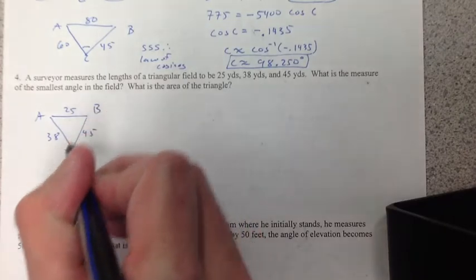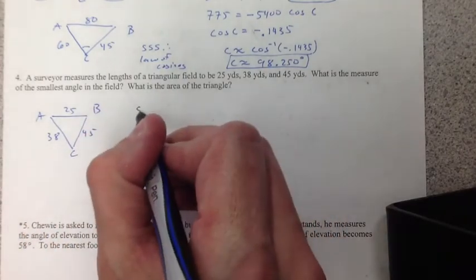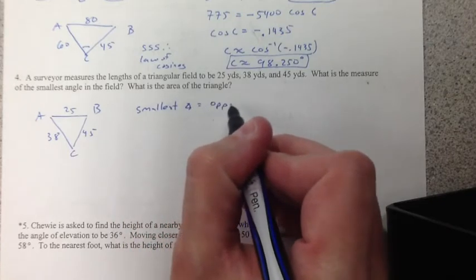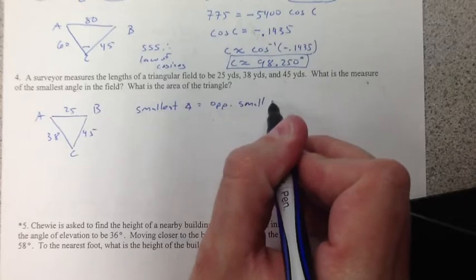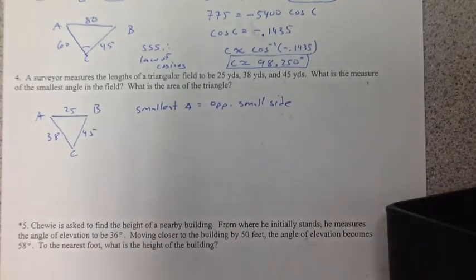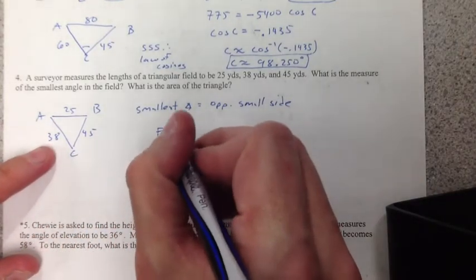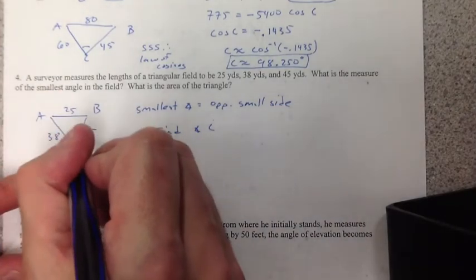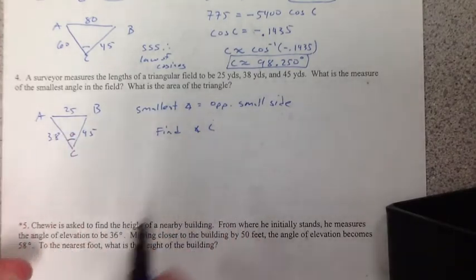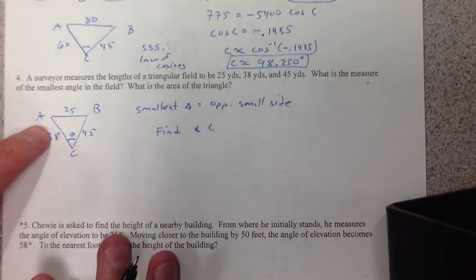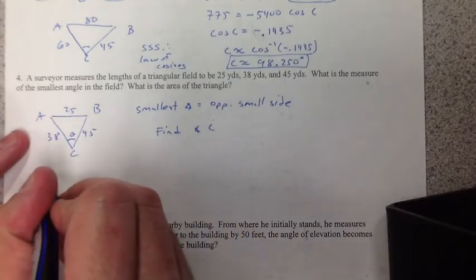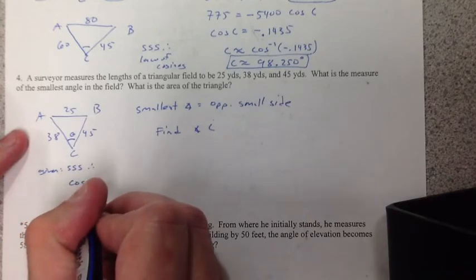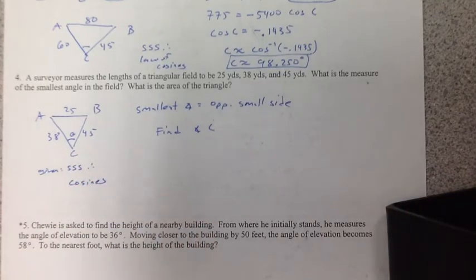So we're going to have to review a little bit of geometry. And from geometry, we learned that the smallest angle is opposite the smallest side. That's from geometry. So our smallest angle is going to be C. So we're asked to find angle C again. Now, look at what we're given. We're given side, side, side. Therefore, this is our law of cosines.